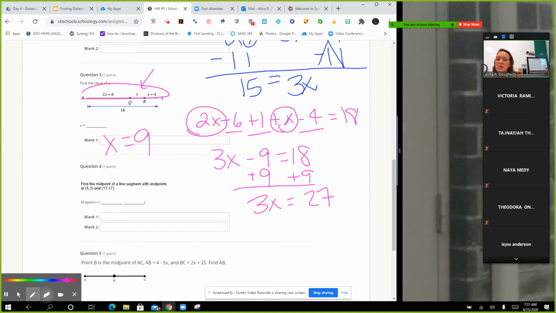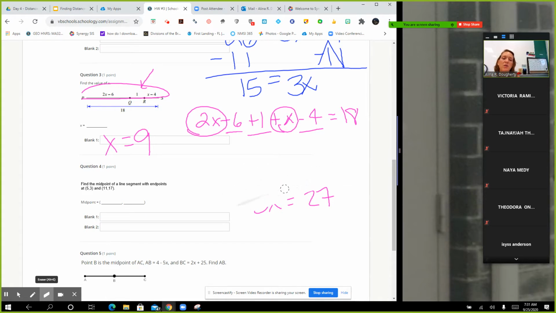I'm going to erase some of this. So I don't always go over the homework, but I felt like we left yesterday with a lot of stress and anxiety, so that's why I'm going over it today.